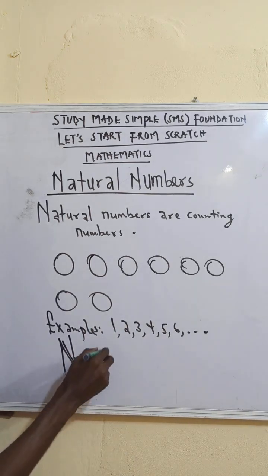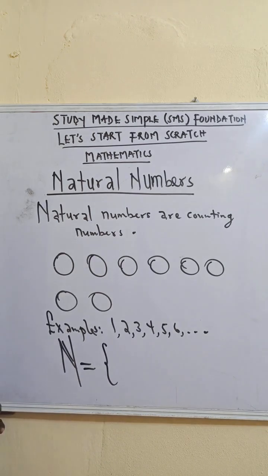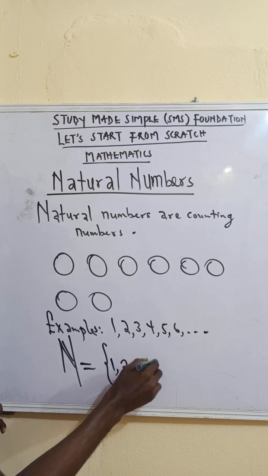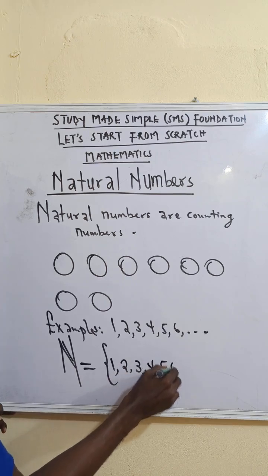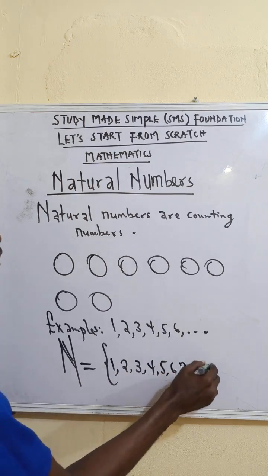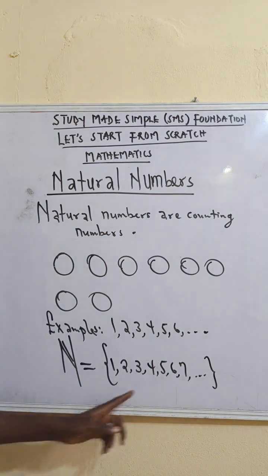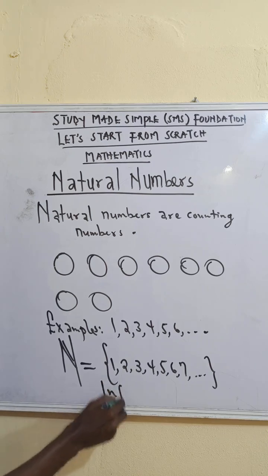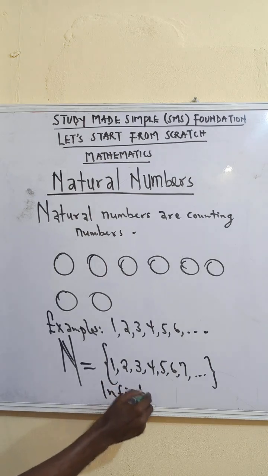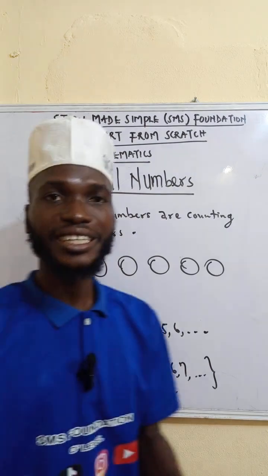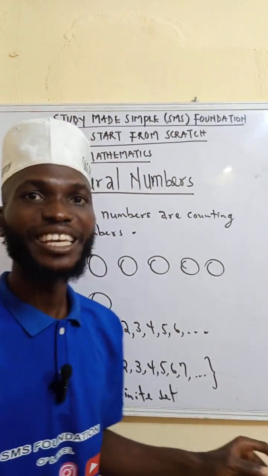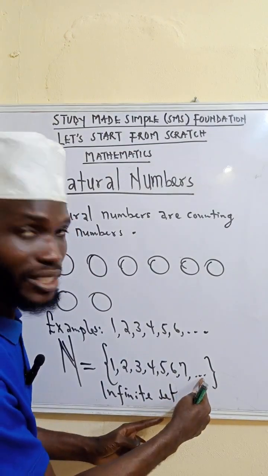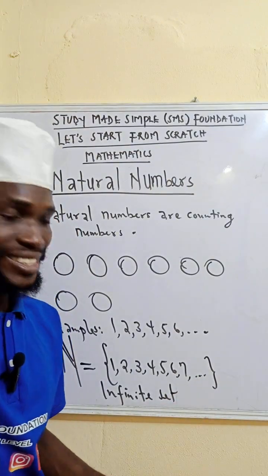So I will now write it in a set symbol: 1, 2, 3, 4, 5, 6, 7, and so on. Because I cannot get to the end, this set of natural numbers is an infinite set. Why do we call it an infinite set? Any set that does not have end is infinite. You can see it continues like that. These 3 dots indicate continuity.